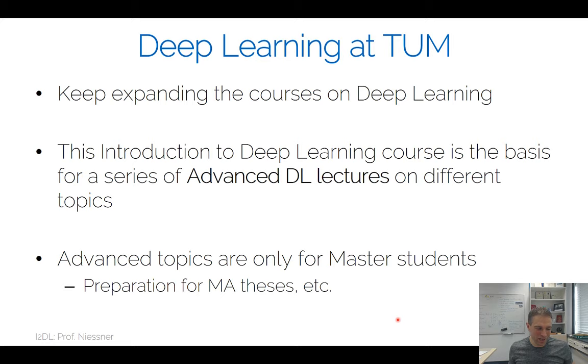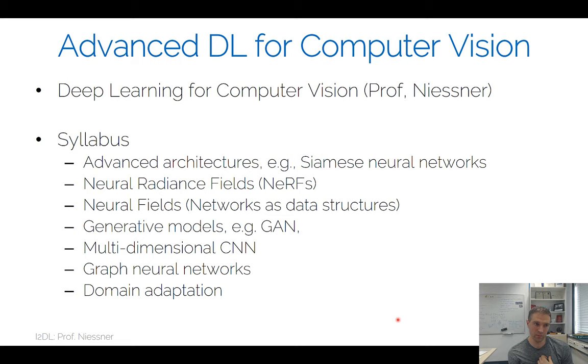Okay, I wanted to talk a little bit about these advanced courses. I wanted to specifically give you a bit of a hint of what I'm looking for. So I have this advanced deep learning course for computer vision. I call it visual computing actually right now. And the idea is that we actually want to deal a lot with these generative models, right? We have advanced architectures. We're going to talk about things like Siamese networks. We're going to talk about NeRFs, neural radiance fields. If you haven't heard about these ones, you should definitely look them up. We're going to talk about neural fields, neural scene representations, scene representation networks, and more generative models like GANs, diffusion, and so on.